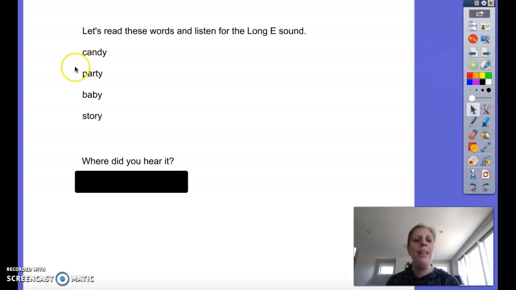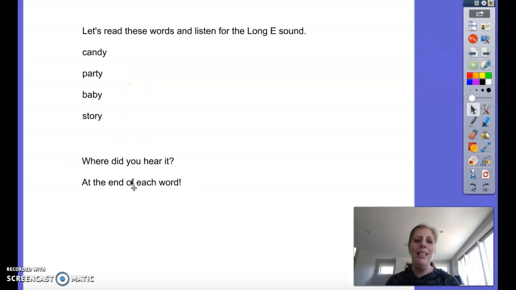Okay, so this word says candy. This word says party. This word says baby. And the last word says story. Where did you hear it? Where did you hear the long E sound? As I look at these words, none of them even have E's in them. But where did you hear it? At the end of each word.